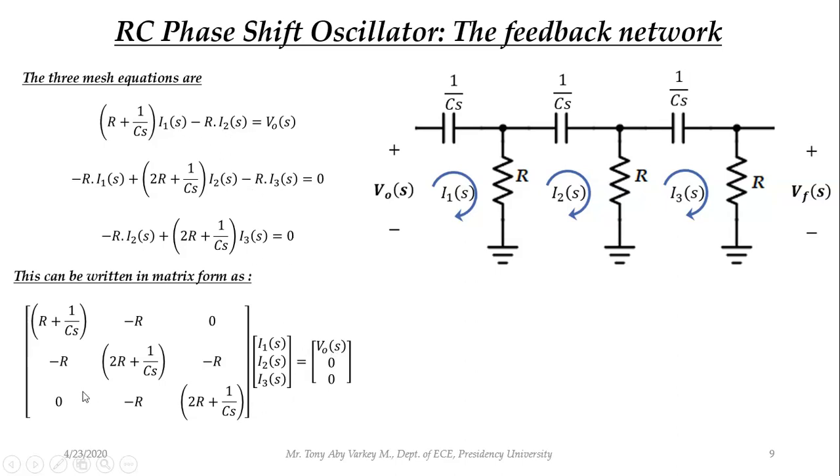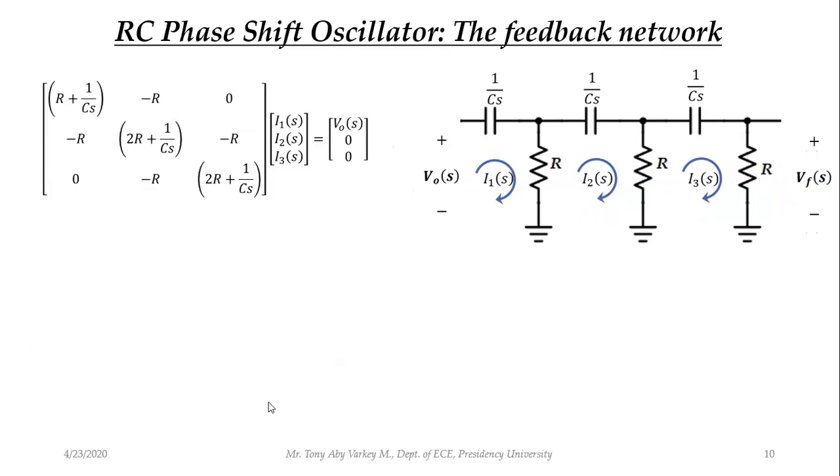That is what is written. In the second equation, what is the coefficient of I1? Minus R. Coefficient of I2 is 2R plus 1 by Cs. Coefficient of I3 is minus R. Similarly, in the third mesh equation, what is the coefficient of I1? 0. Coefficient of I2 is minus R. Coefficient of I3 is 2R plus 1 by Cs. Clear. So this is written in the matrix form. Now I'm going to use Cramer's rule.